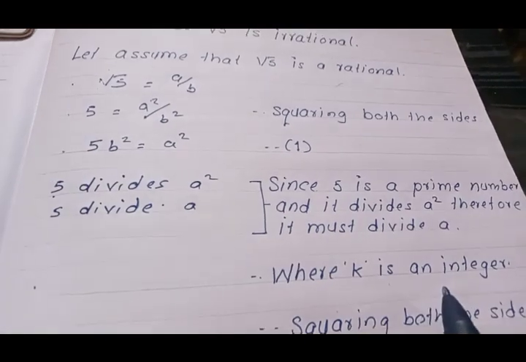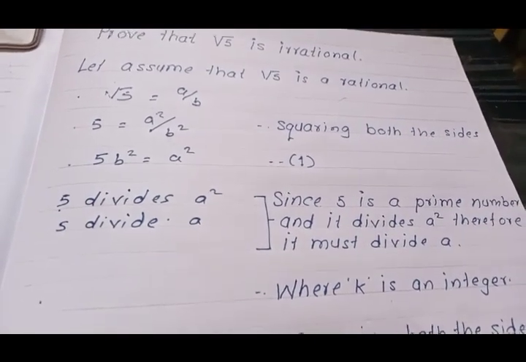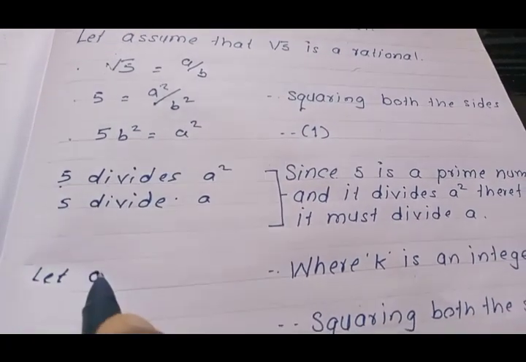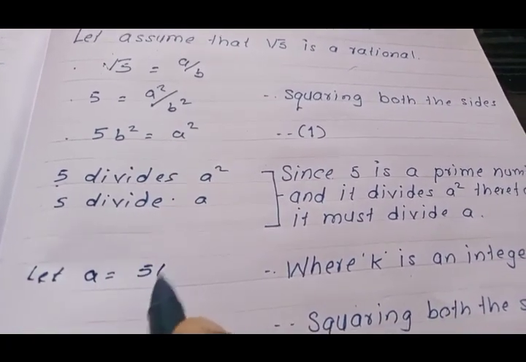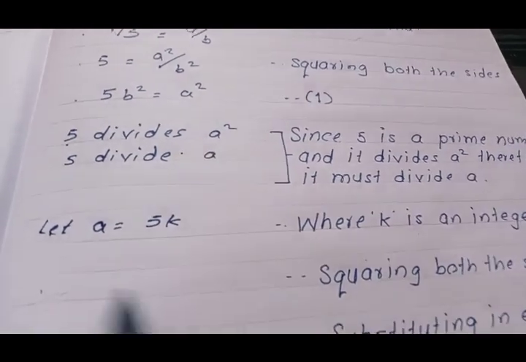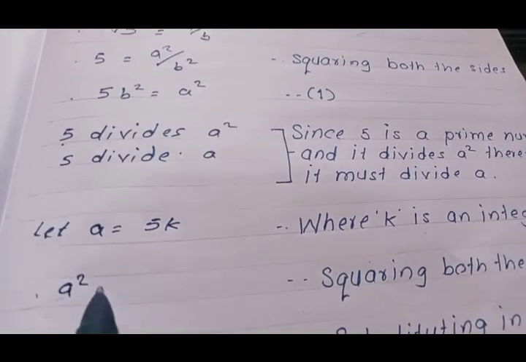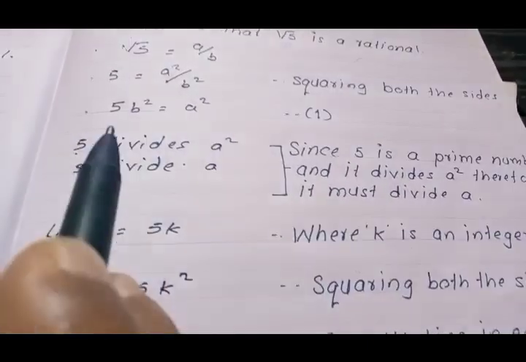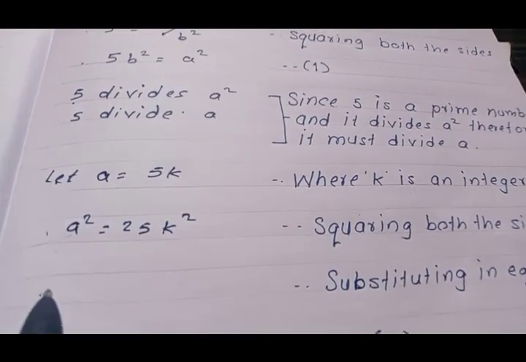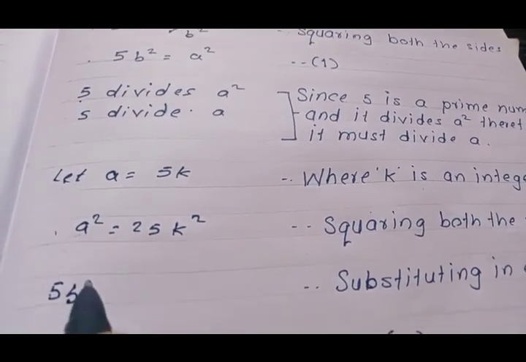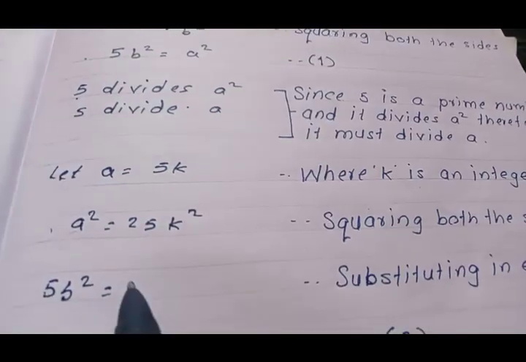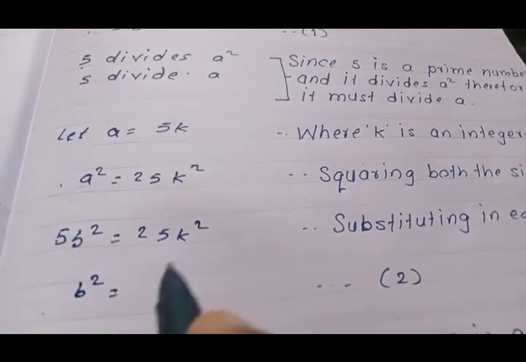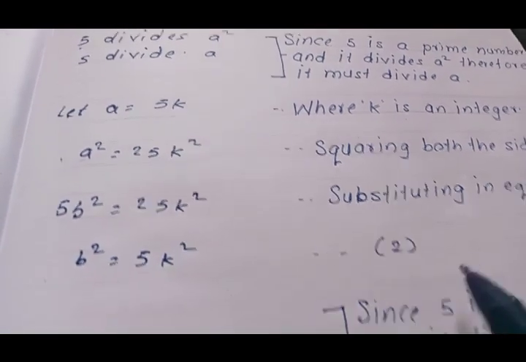Then let a equal to 5k, where k is an integer. Squaring both sides, here a square equal to 25k square. Then substituting in equation number 1, 5b square is equal to a square, a square means 25k square, so b square equal to 5k square, number 2.